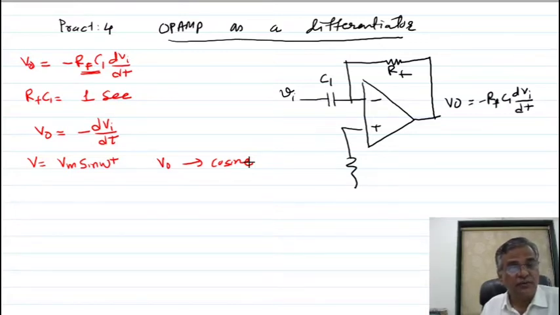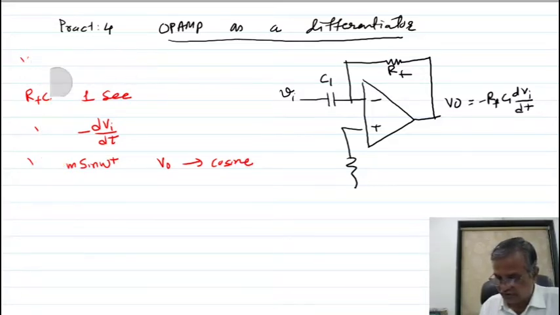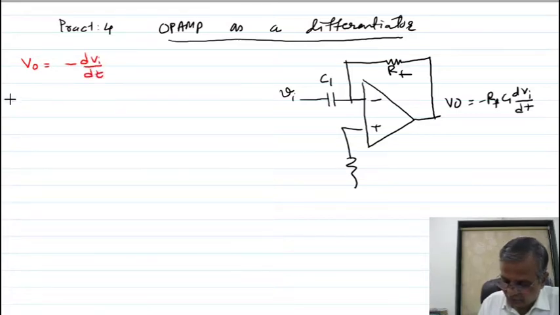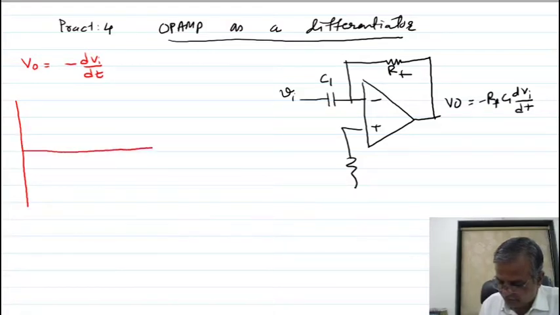Now let us see, if your input is a square wave, then what will be your output? Let us see this. This is the equation of the output voltage I am writing. My input is a square wave. I am showing you this.